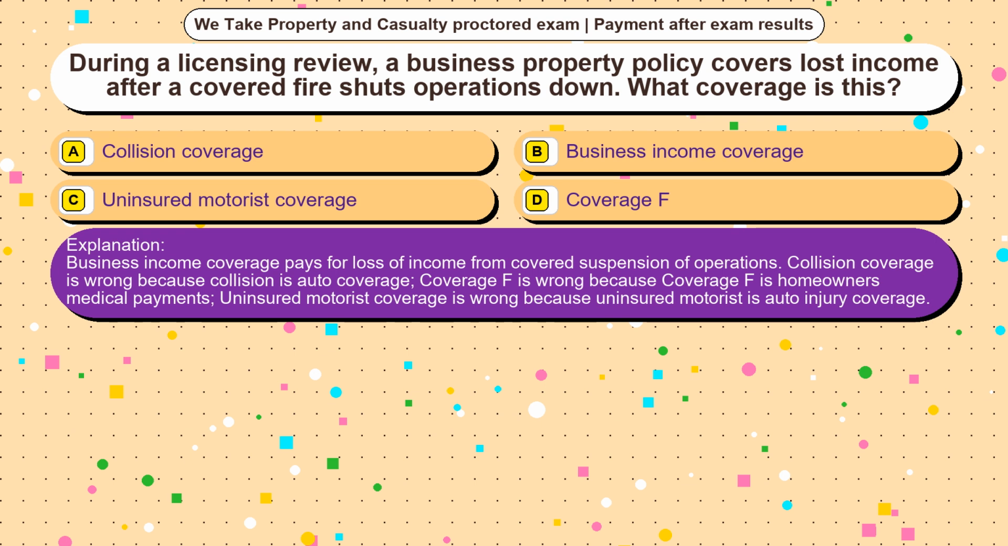Collision coverage is wrong because collision is auto coverage. Coverage F is wrong because coverage F is homeowners' medical payments. Uninsured motorist coverage is wrong because uninsured motorist is auto injury coverage.